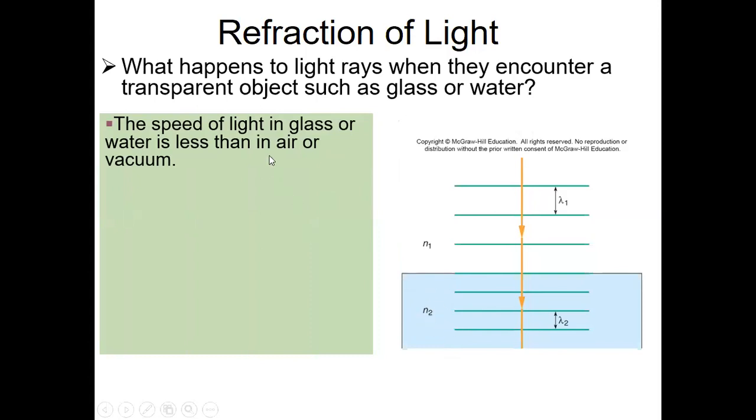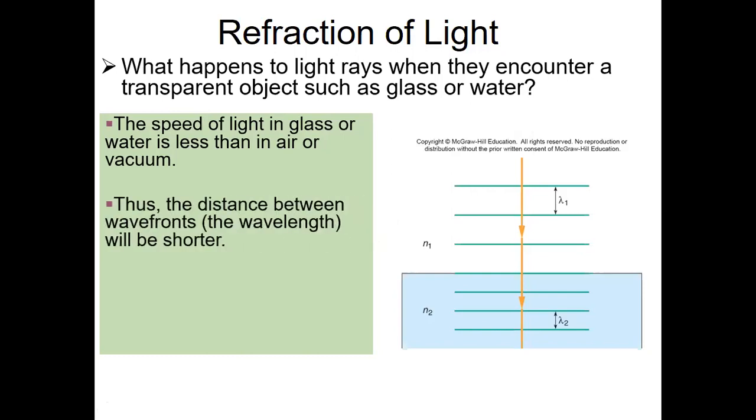So the speed of light in glass or water is less than the speed of light in air or in vacuum. Sorry, it's vacuum. So the distance between wavefronts, basically the wavelength, will be shorter in the dense material. You can see in this picture, the distance between the wavefronts over here is longer than the distance between the wavefronts over there. So as I mentioned, the wavelength will be shorter in glass or water compared to air.